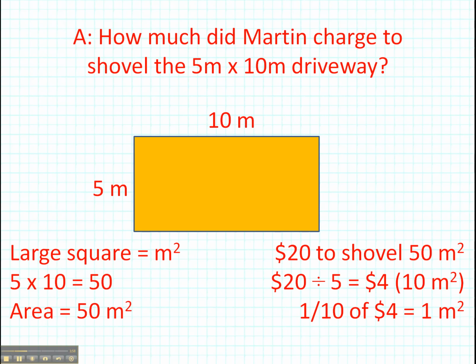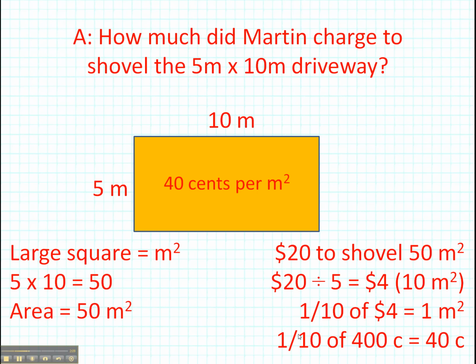If we break that down again and find out what a tenth of $4 is, that'll tell us what 1 meter squared will be. So 1/10 of $4 is 40 cents. In other words, we can say 1/10 of 400 cents is 40 cents. So that tells us that for each square meter that he shovels, he charges 40 cents.